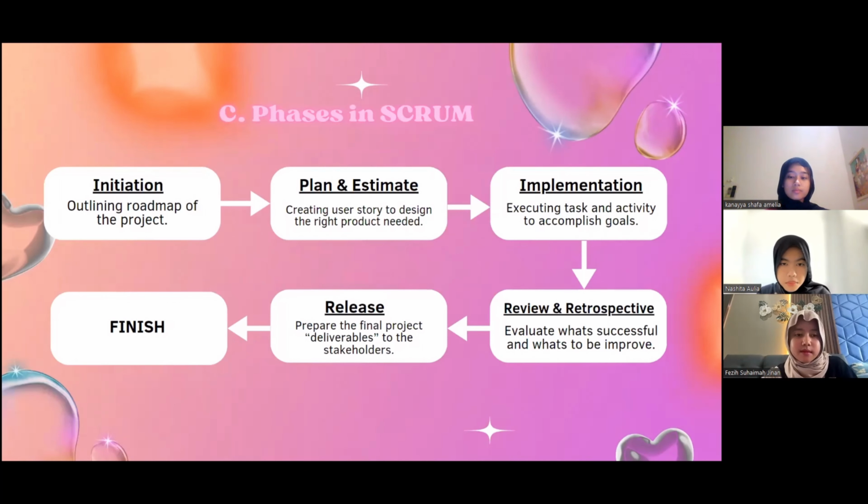Next. And here are the phases in Scrum. There are five phases in Scrum. The first one is initiation, where we as a team work together to outline our roadmap of the project.